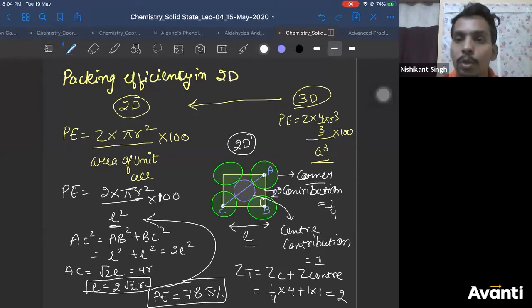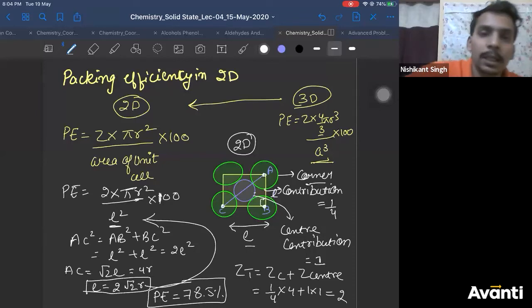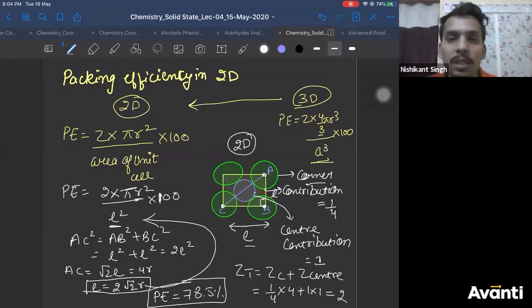All right. So you can see the derivation again. If you have any doubts, you can ask. This is how you can find packing efficiency in 2 dimensions. Then pi will also change. Packing efficiency will also change. Yes, packing efficiency will change.